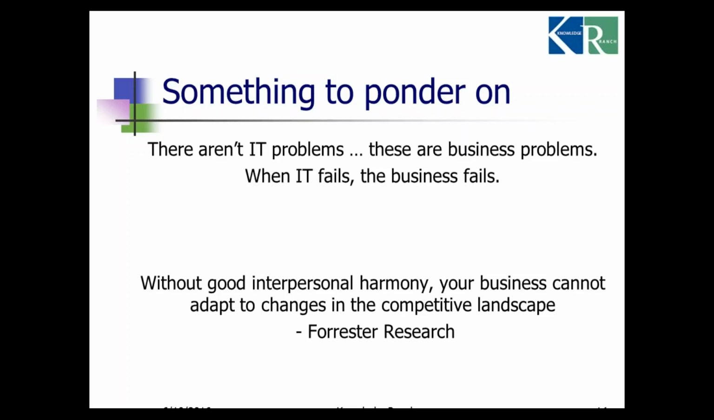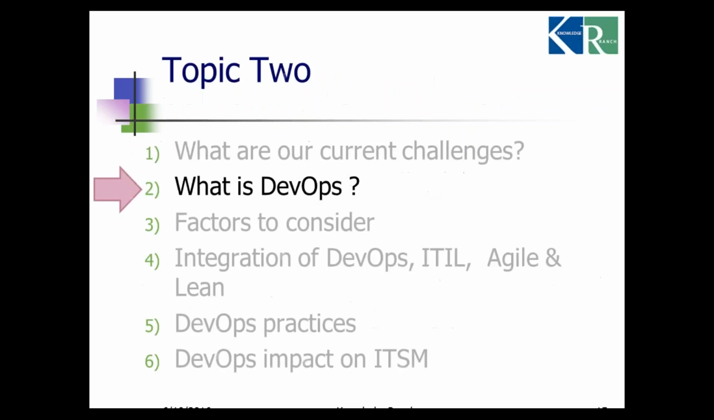Forrester has this to say: without good interpersonal harmony, your business cannot adapt to changes in a fast moving competitive landscape. Because the pace at which business is changing has rapidly increased in the last maybe four or five years, we folks in IT have to be cognizant of it and support it. If IT is never a complementer or an enabler of business, then very soon you lose value, and we are outsourced, and we are gone out the gate.